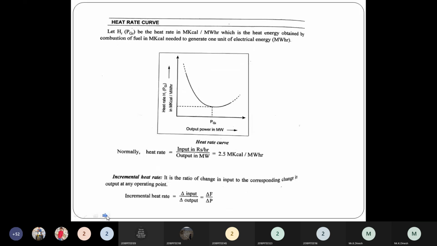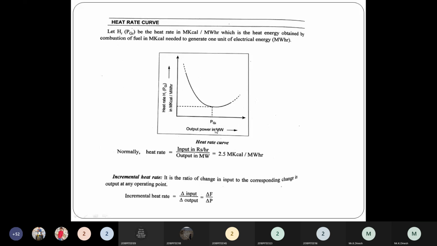The heat rate curve. Hi of PGi is the heat rate in mega kilocalorie per megawatt hour. This is the heat energy obtained by conversion of fuel, in mega kilocalorie, to generate 1 unit of electrical energy. This is per MW hour. In our domestic use, we are using kWh, kilowatt hour. In case of power systems, with high capacity, we are using MWh.